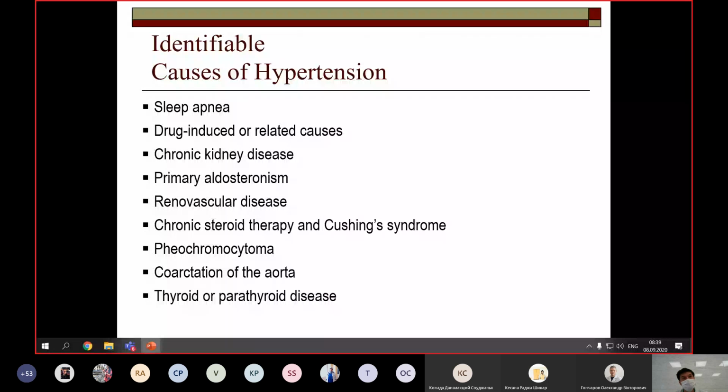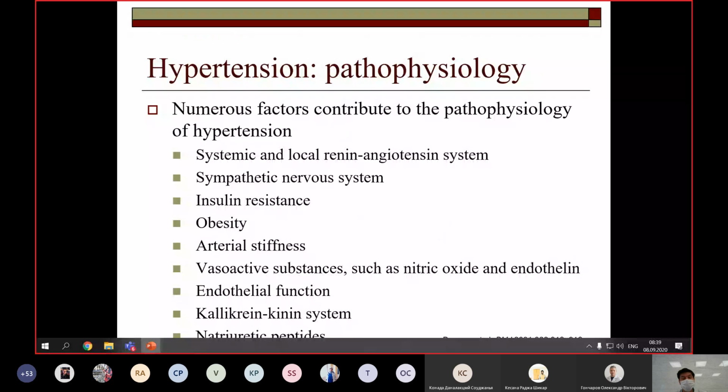Hypertension has very difficult pathophysiology mechanisms. Some molecular mechanisms are involved in the pathogenesis of this disease. There are numerous factors contributing to the pathophysiology of hypertension, including overactivity of circulating and tissue renin-angiotensin-aldosterone systems, sympathetic nervous system hyperactivity, insulin resistance, as primary and secondary during diabetes, and abdominal obesity.